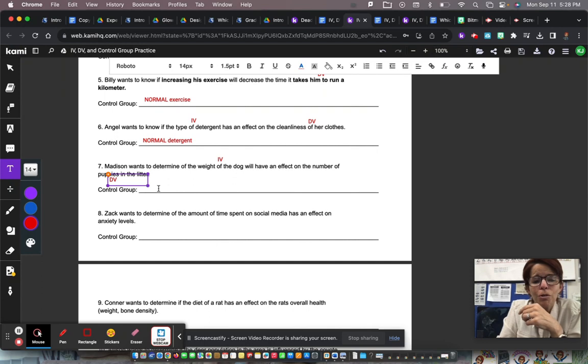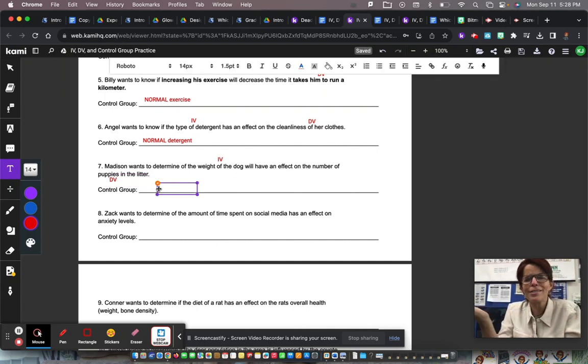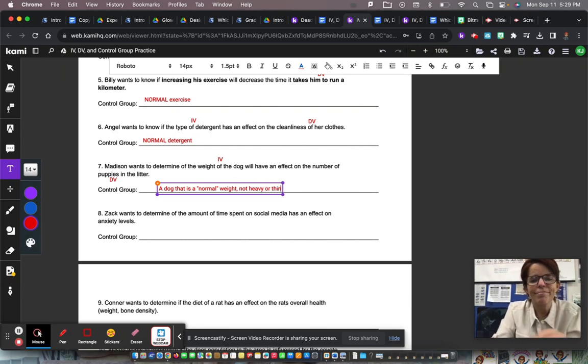So the control group, again, it's tricky. What is the control group here? It's a normal weight dog. So a dog that is a normal weight, not heavy or thin. Okay. All right, number 8.